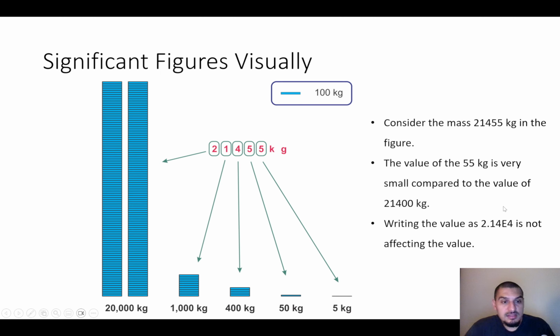then this is not losing any value from the number, any significant value from the number. So these are very, very small compared to the big part of the number. So this is why the significant figures are important. Writing the value is important, but you need to make sure that the value is not distracting.